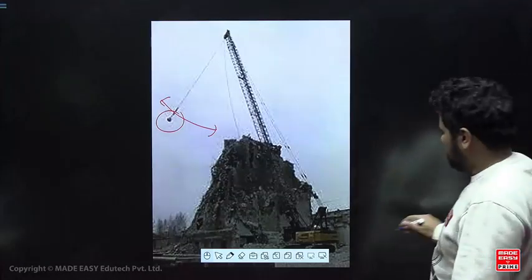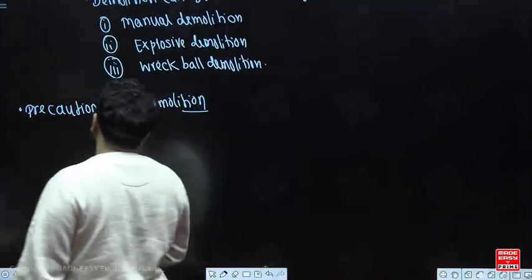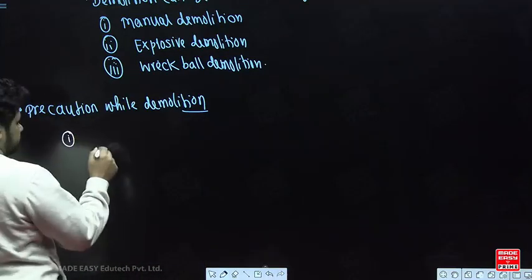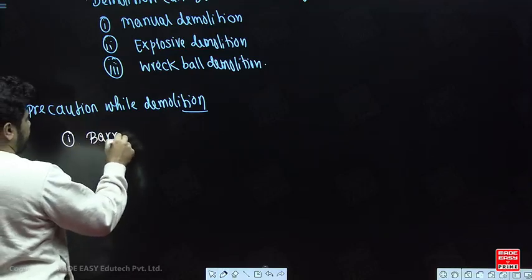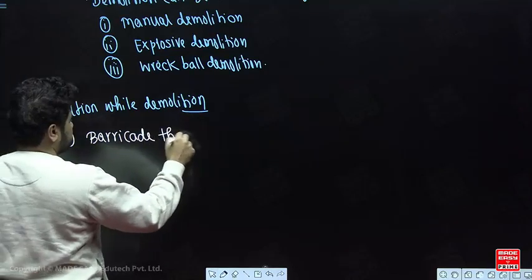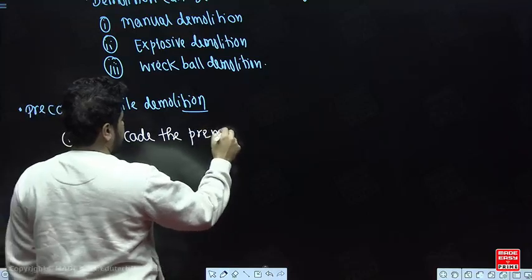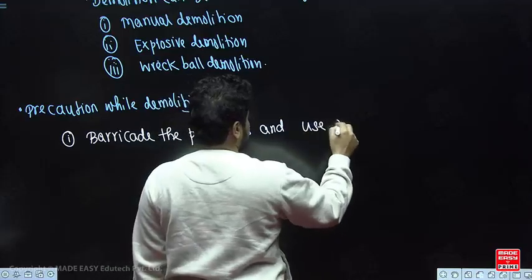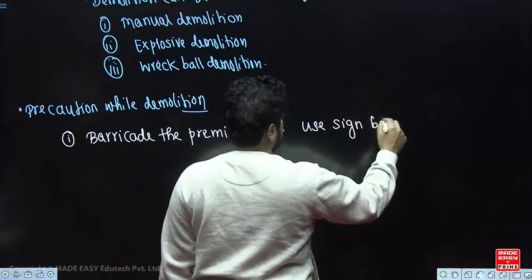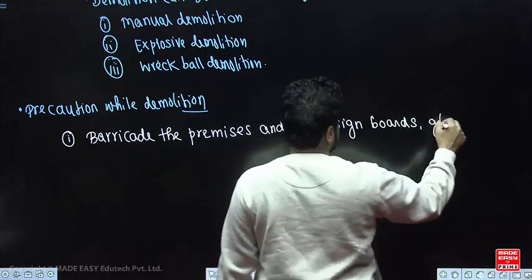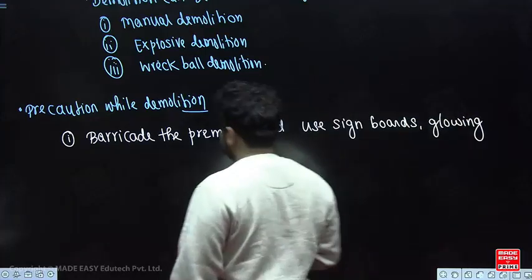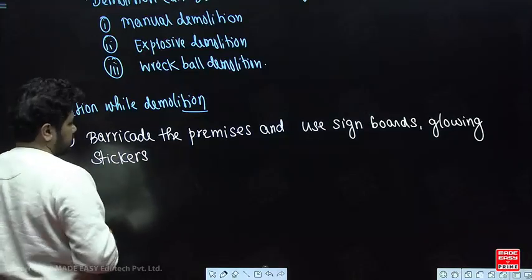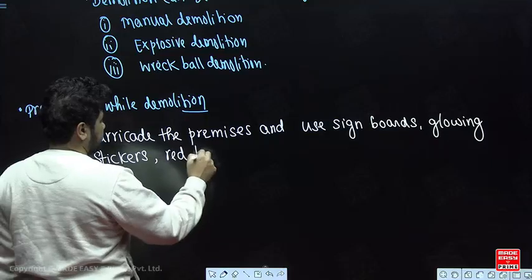fine. Now what are the precautions while demolition? See, first thing, barricade the premises, and use signboards, glowing stickers, red lights.